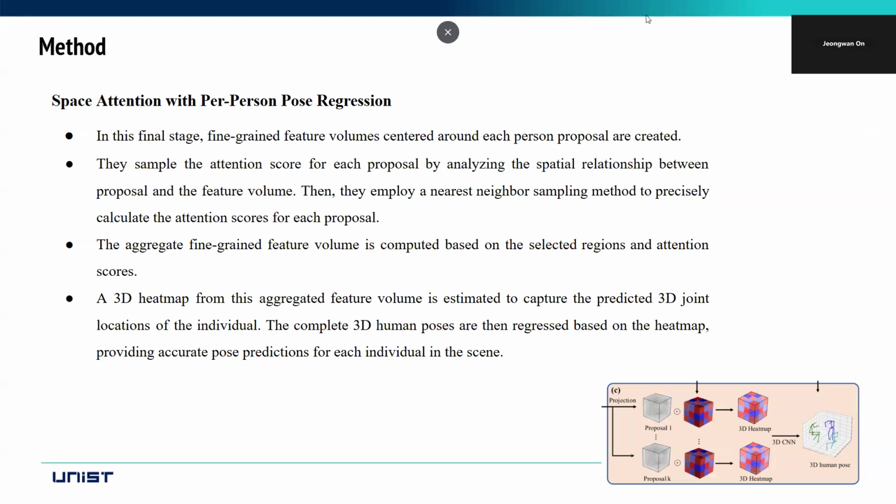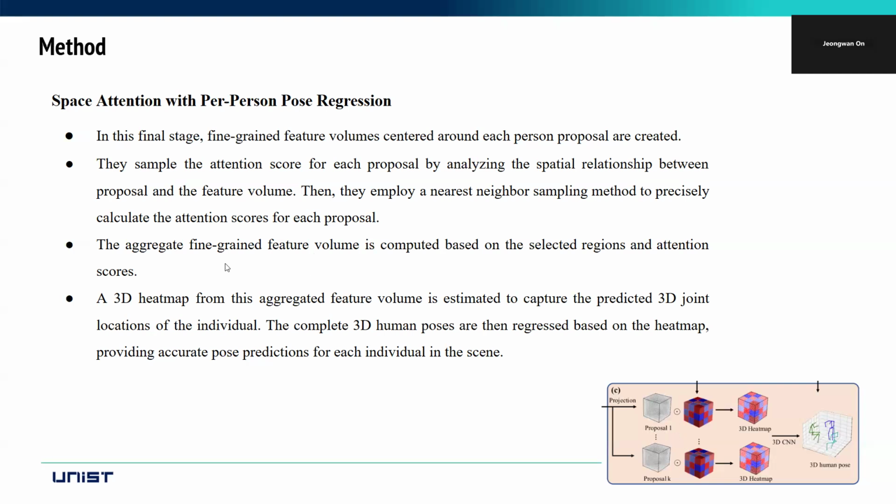So in the final step, the fine-grained feature volume centered around each person is created. They sample the attention score of each proposal by analyzing the spatial relationship between a proposal and the feature volume. Then they employ a nearest neighbor sampling method to precisely calculate the attention score of each proposal.